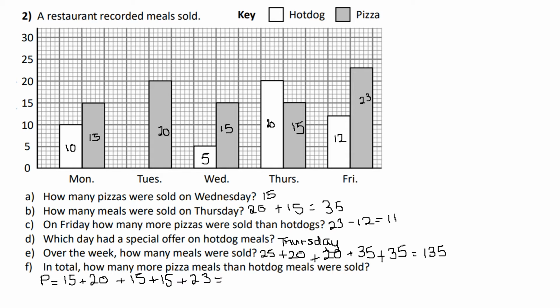So 15 add 15 add 15 is 45. Add 20 is 65. Add 23 is 88. So altogether 88 pizza meals were sold.